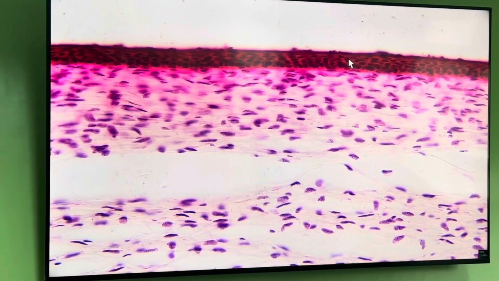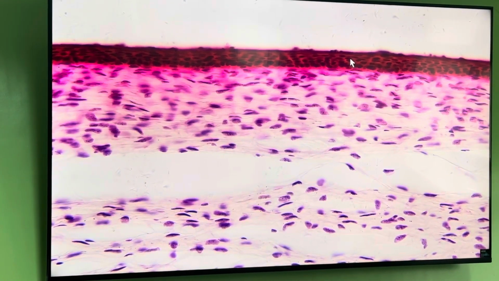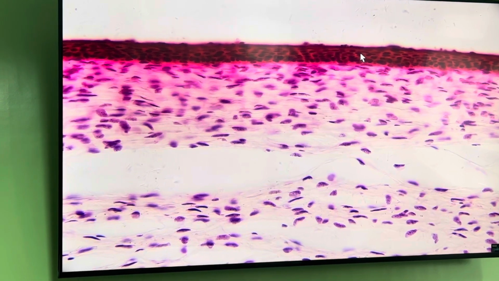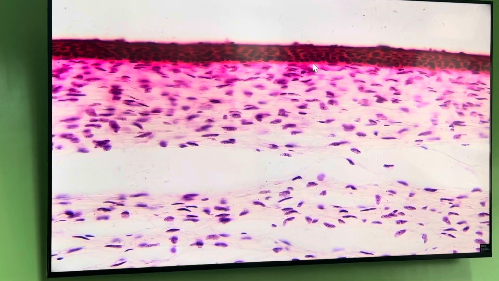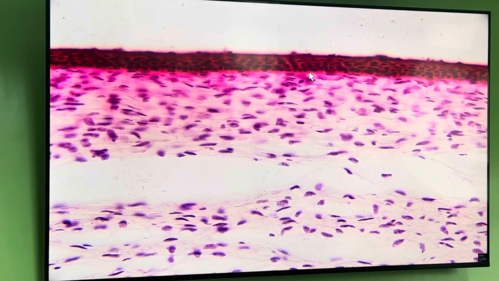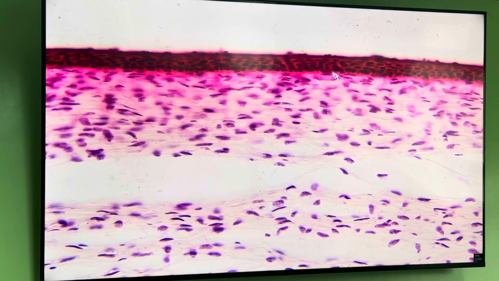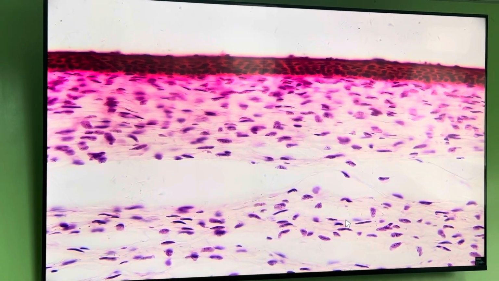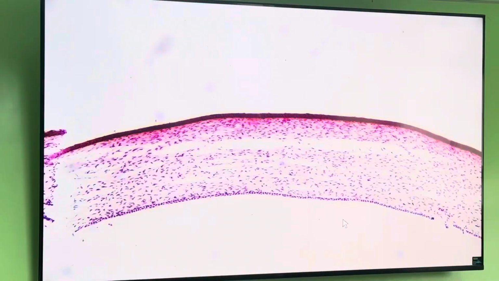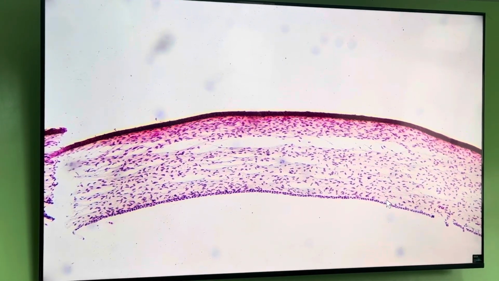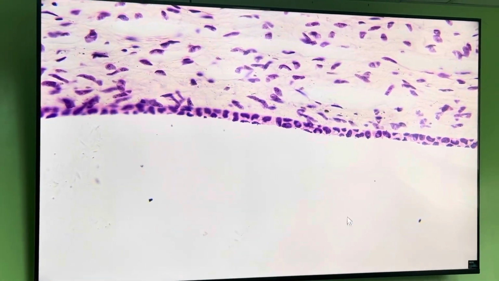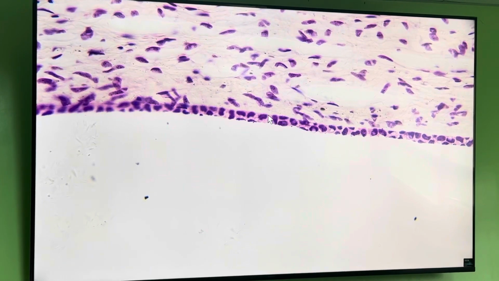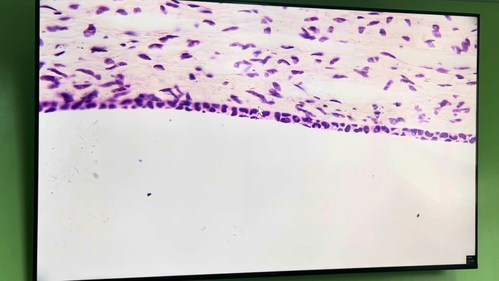That is non-keratinized. So in the moving exam, you have to specifically write there the word non-keratinized. And then underneath, you have the lamina for the epithelium, which is called the Bowman's membrane. You have the corneal stroma underneath, and then on the other side, you have the endothelium, the corneal endothelium here, and then underneath you have the lamina, which is the Descemet's membrane.